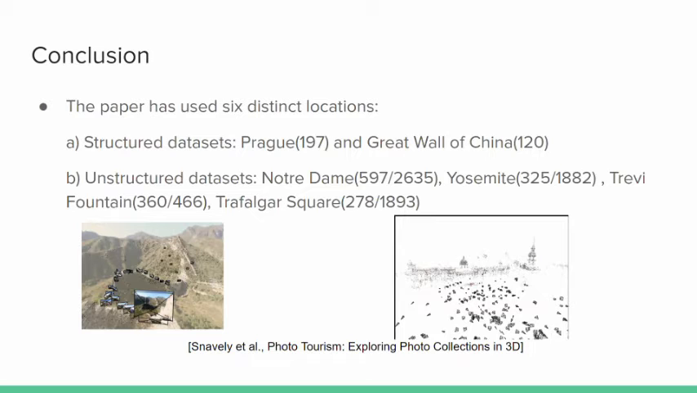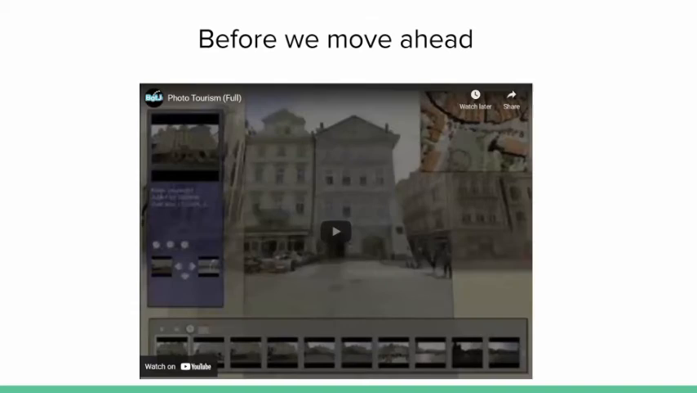And next we go on to the unstructured data sets, where we have an assortment of images from the web, and we have to use this to reconstruct the 3D scene. So let's take Trafalgar Square, for example, that's in the bottom right. There are 1,893 images across the web on this particular scenery, and 278 images were deemed good to build a 3D reconstruction, and the results are shown below. So the results seem pretty good for the given algorithm, which shows optimism for any future work to be done. So let's move on.